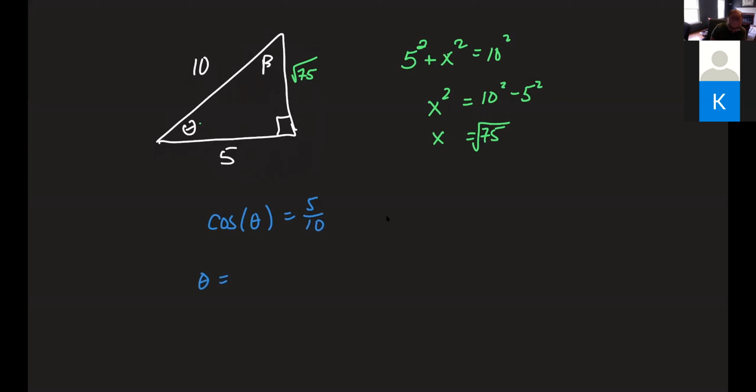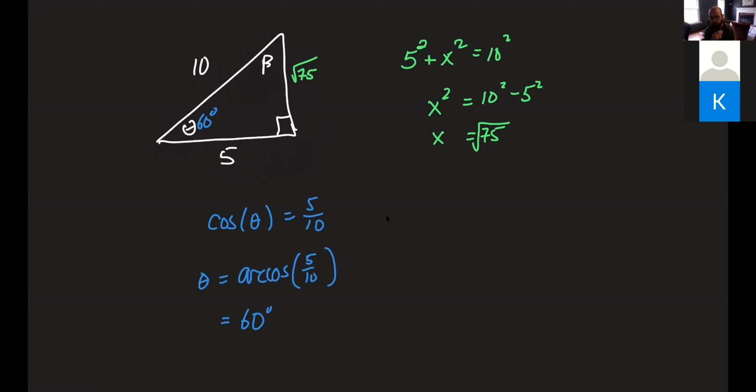Yeah, right. So theta is arc cosine of 5/10, right? Okay, and what was that? Arc cosine of 5/10 gave you 60. 60, right? So this would be 60 degrees if you put your calculator in degrees. So then this one right here would be 60 degrees.